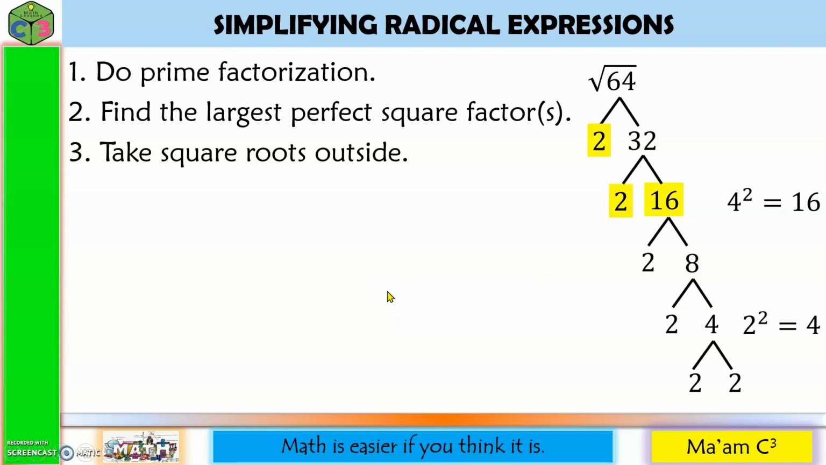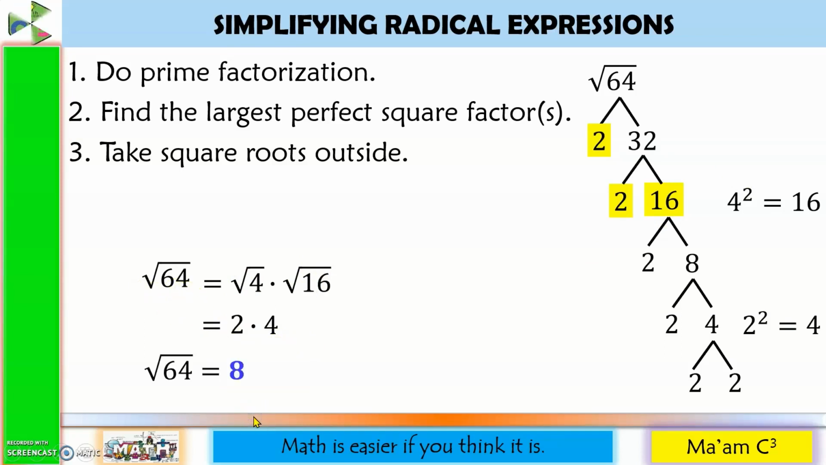So step 3, take square roots outside. So let's copy square root of 64. We have here 2 times 2, that is 4. So this is equal to square root of 4 times square root of 16. The square root of 4 is 2, the square root of 16 is 4, and 2 times 4 is equal to 8. Therefore, the square root of 64 is equal to 8.